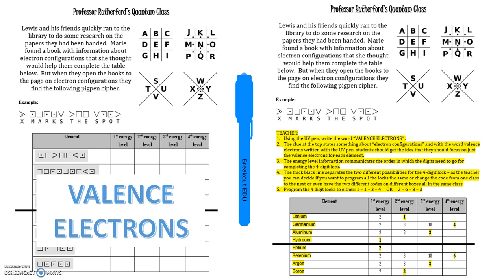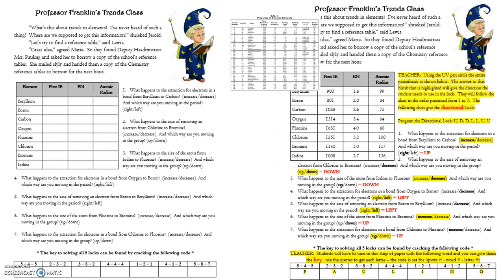Alternatively, if you have one class that likes to tell the second class the answers, you can program the second set of locks to be a different number. That second set of locks would be 2, 3, 8, 6, as shown in the chart.